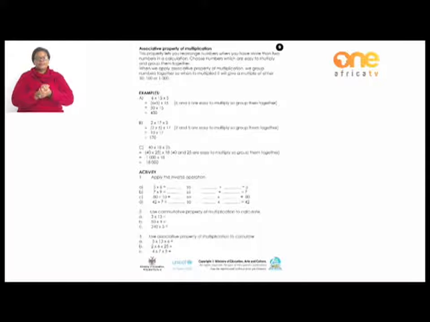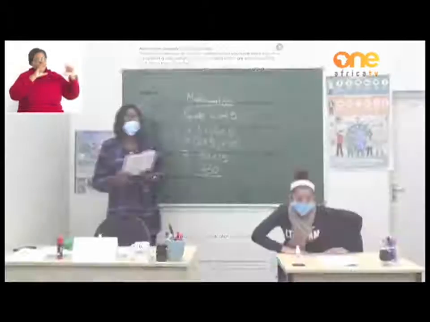Number 3, use the associative property of multiplication to calculate A, 5 times 13 times 6. What will be the answer? But remember to apply the associative property. B, 2 times 6 times 25. What will be the answer? C, 4 times 7 times 5. You should apply the associative property.